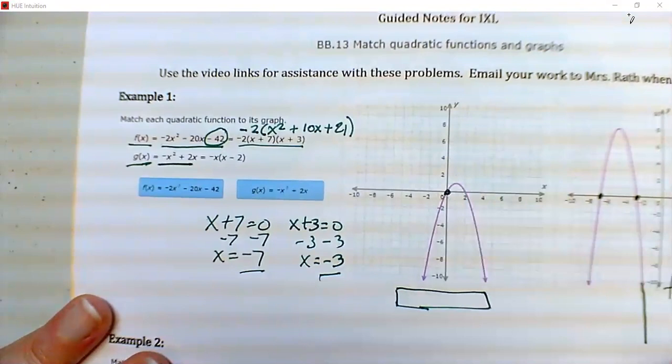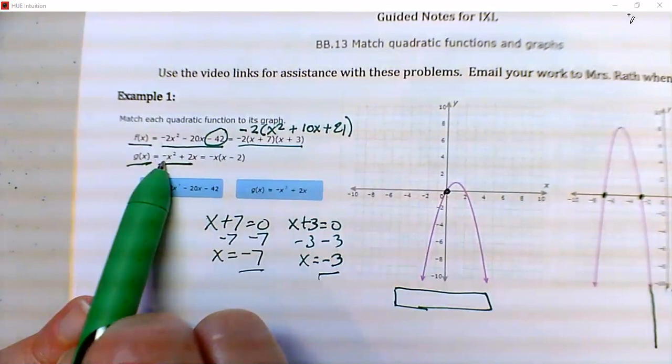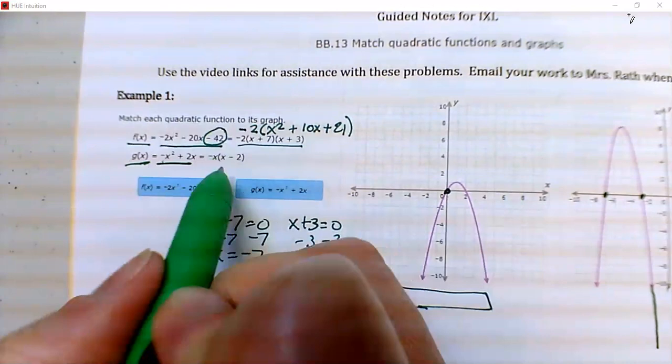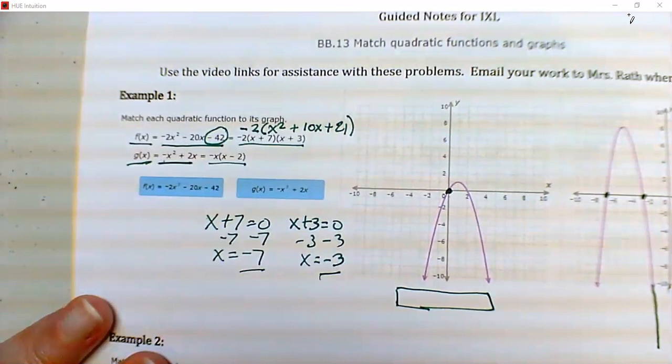Look at A. It's negative. That means it opens down, okay? A is equal to 1 in this case, right? Which would be the same size as the parent function, okay? And then they do the factored form of your quadratic. What do these two terms have in common? Well, they have a negative x in common. So they factored out a negative x, right?